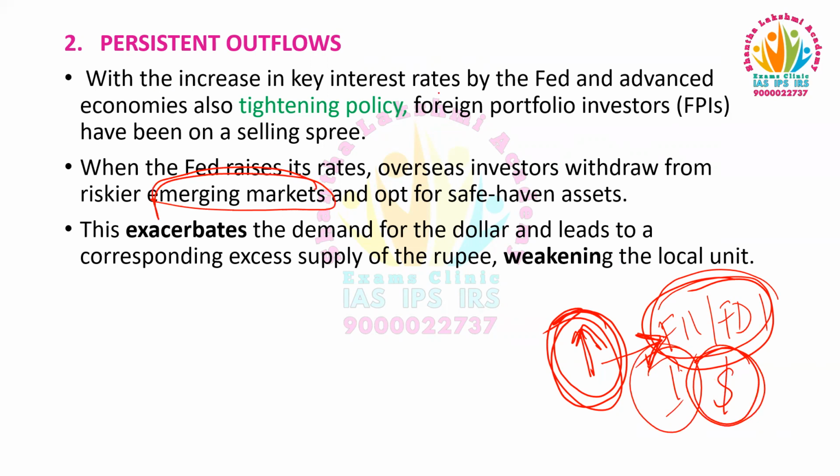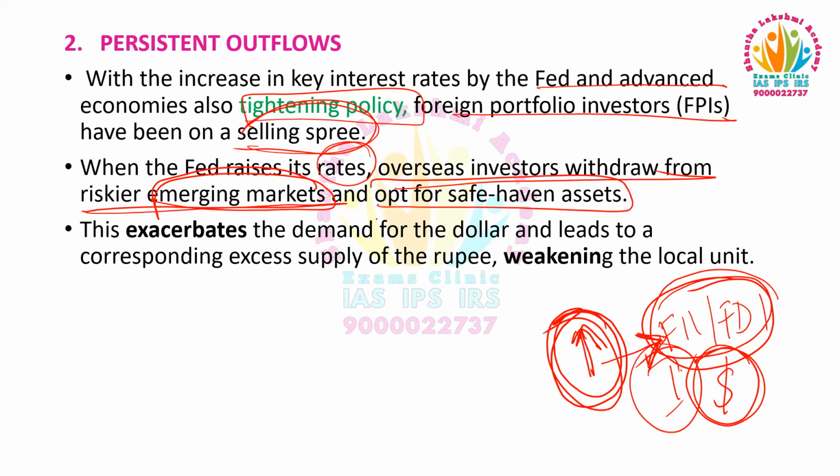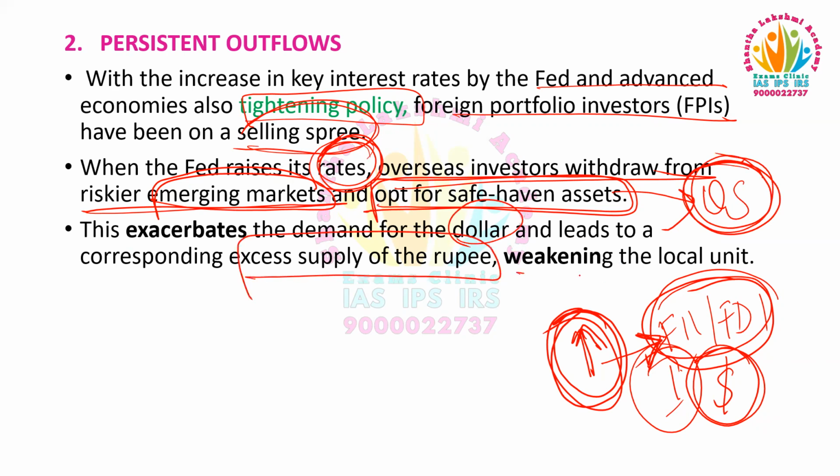So, with the increase in key interest rates by the Fed and advanced economies also tightening policy, foreign portfolio investors have been on a selling spree. When the Fed raises its rates, overseas investors withdraw from riskier emerging markets and opt for safe haven assets. So now they are investing in the US only, in their own nations only, due to this interest rate hike. And this exacerbates the demand for the dollar and leads to a corresponding excess supply of the rupee, in turn weakening the local unit.